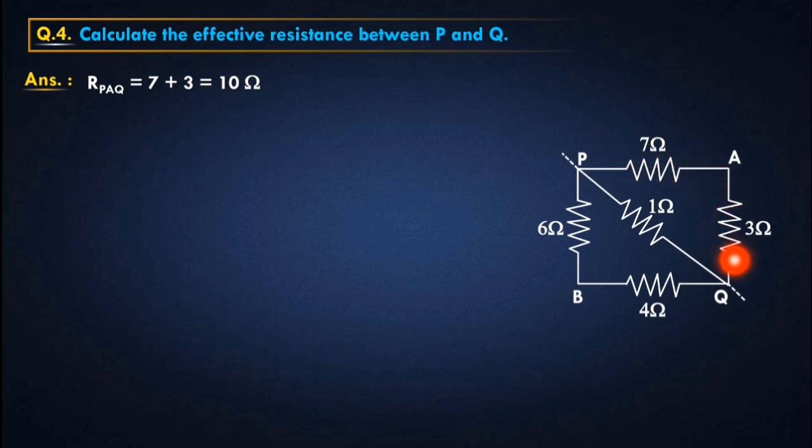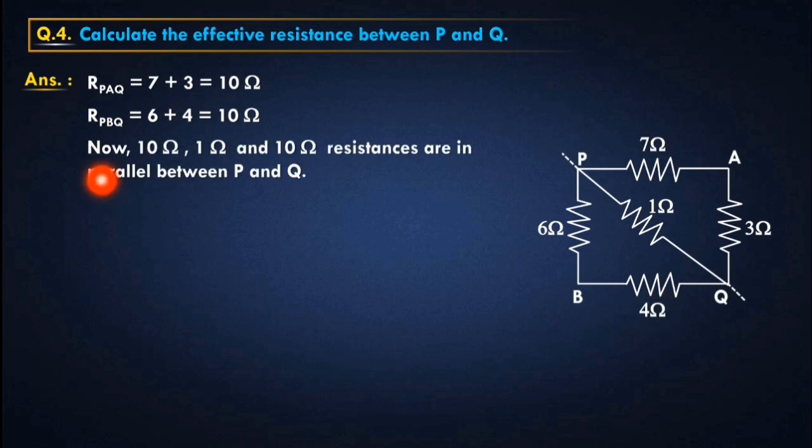Therefore, we can use the formula effective resistance in series. So 7 plus 3 equal to 10 ohm. So this is 10 ohm. Now see here for resistance PBQ, again they are connected in series, therefore 6 plus 4 equal to 10 ohm. Now 10 ohm, 1 ohm and 10 ohm resistances are in parallel between P and Q.